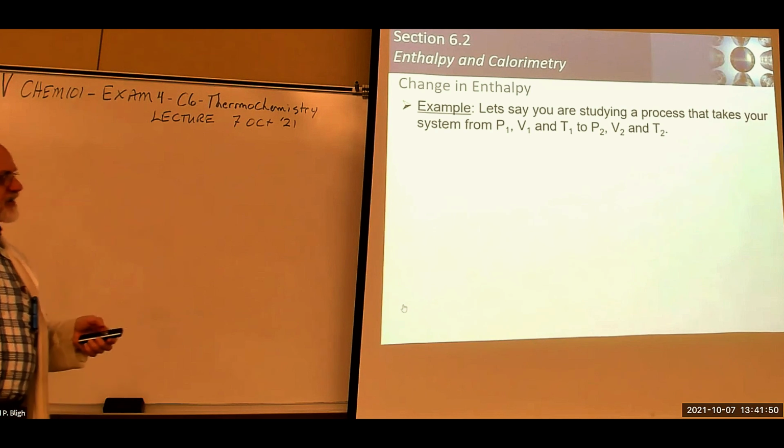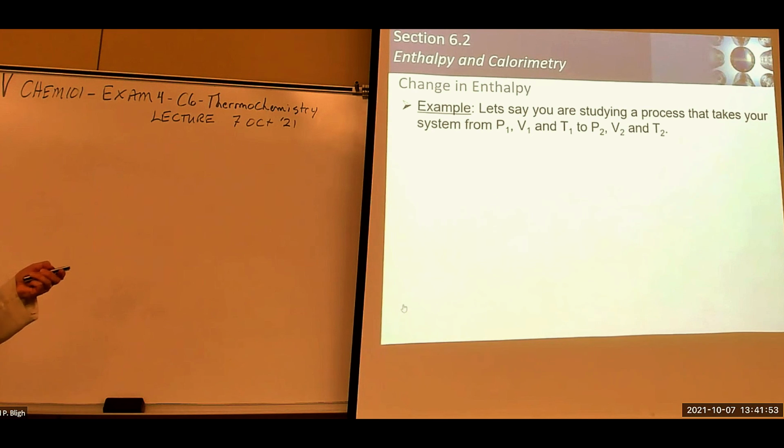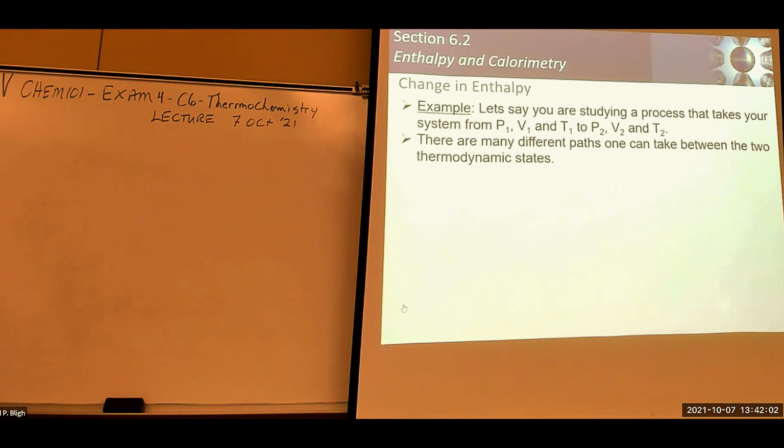Let's say you're studying a process that takes a system from this pressure, volume, and temperature to this pressure, volume, and temperature. Okay? There are a whole number of different pathways that you can take to get there, right? You can change this pressure along the way and then maybe halfway through it, let the volume change. And you could start at a high temperature and then go to a low temperature, or you could flip it, go the other way, right? Allow all of these three to change. And we know how they're related from our gas laws. But there are many different paths that you can take to get from one state to the next.